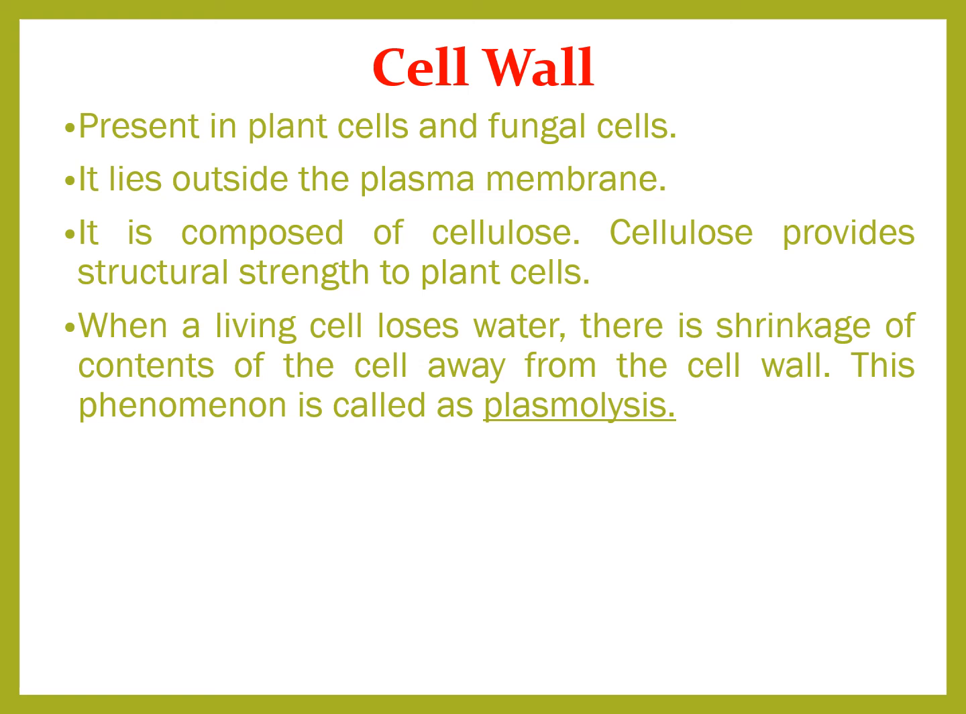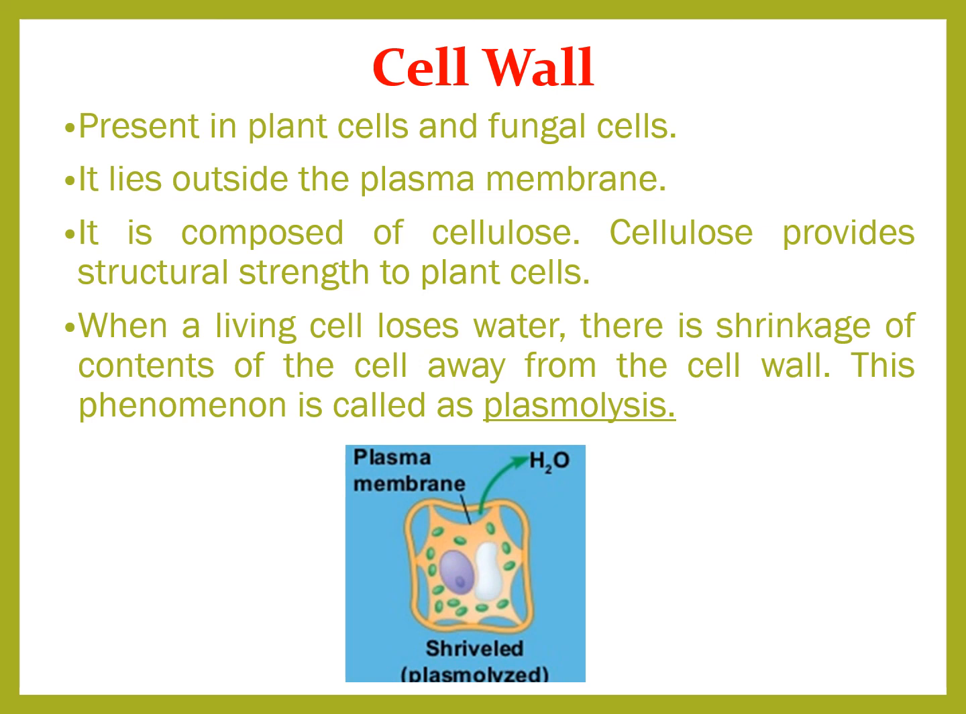When a living cell loses water, there is shrinkage of contents of the cell away from the cell wall. This is called as plasmolysis. Now if you see this diagram that we have already discussed, you can see a cell, right? And when the living cell, this is the living cell, if it loses water, what happens? It starts shrinking away from the cell wall. This process of shrinking away from the cell wall is called as plasmolysis.